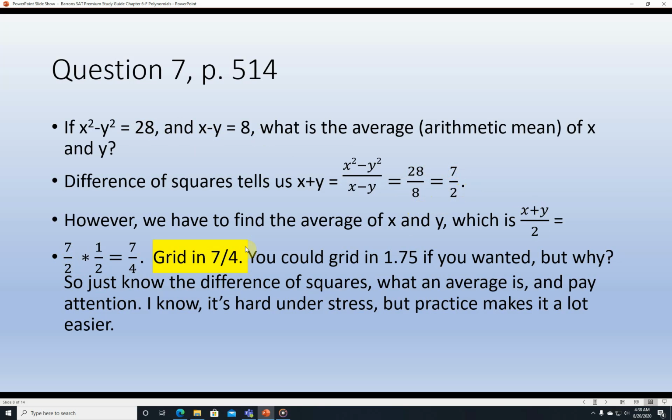Grid in 7 fourths. Yes, you could grid in 1.75 if you wanted to, but why? That's just one extra step. You don't have to do it.